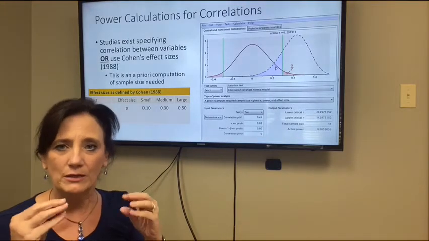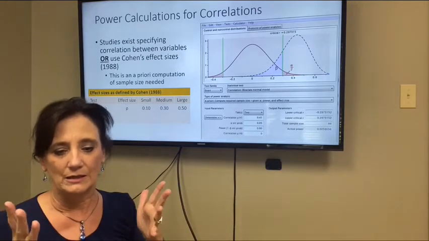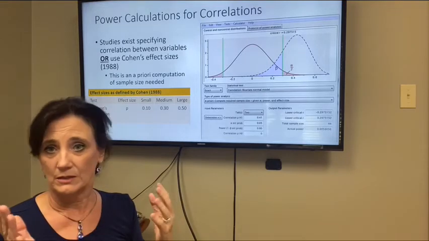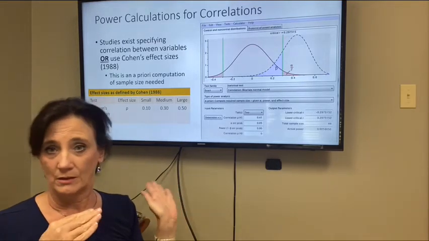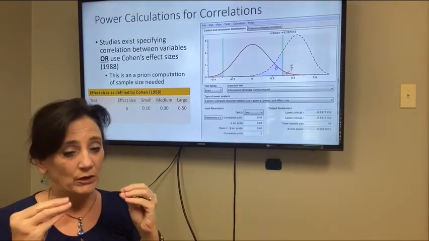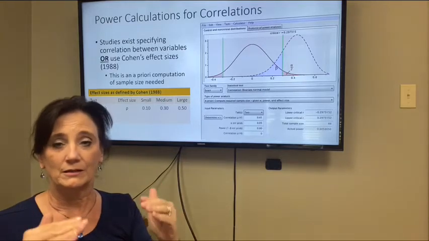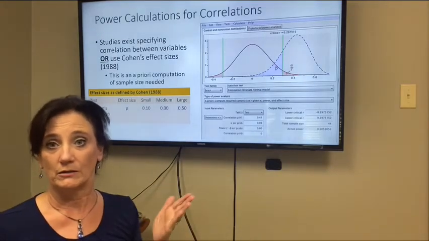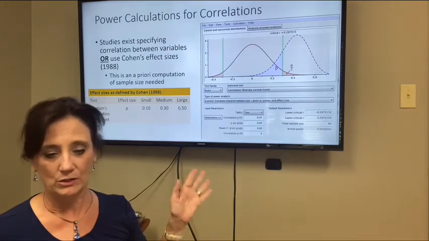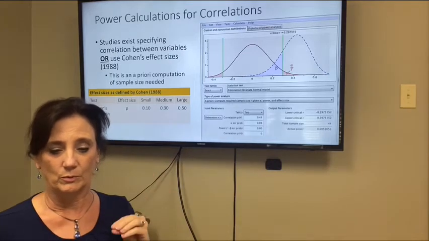The only way you could know that is if other studies had been done on these particular two variables. So if no studies exist, you could not do this computation before you did your study. But a priori computation of sample size is definitely helpful when prior research knowledge exists. All right, so again, in this one we knew that the relationship between the two variables was 0.41.